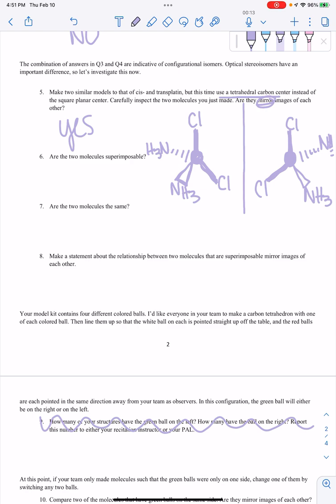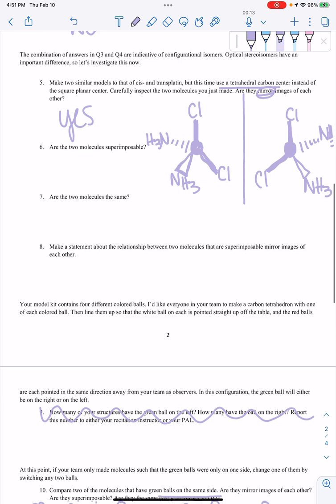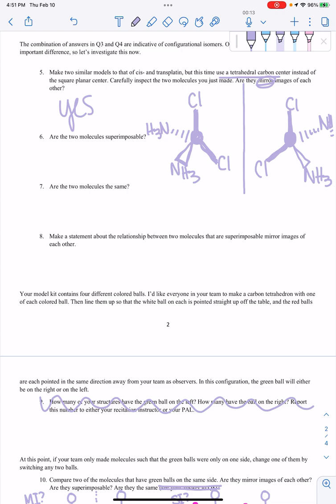And now we can go on to question number 6, which asks if they're superimposable on each other. And so I'm going to get rid of this mirror plane. To do that, rather than having the opposite atoms in the plane like we did here for the mirror images, we want to have the same atoms in the plane.